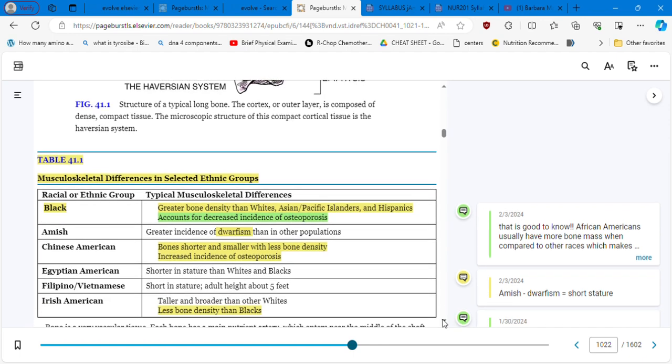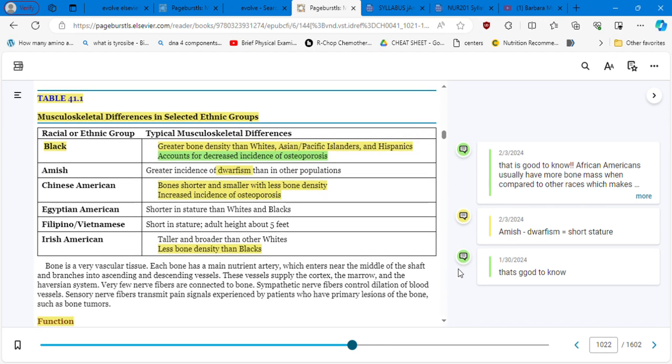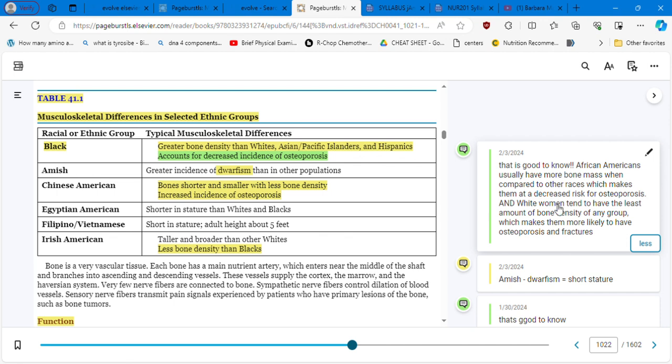Now, we are going to talk about the musculoskeletal differences in selected ethnic groups. And this is good to know. This table here is good to know. So black patients have a greater bone density than whites. Asian, Pacific Islanders, and Hispanics account for decreased incidence of osteoporosis. Black people, greater bone density, decreased incidence of osteoporosis. As I said, that's good to know.